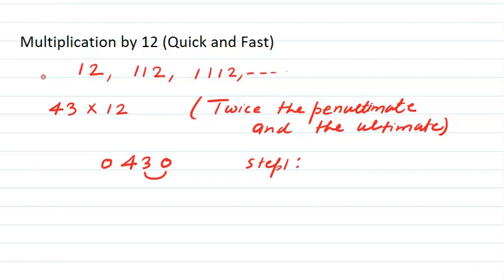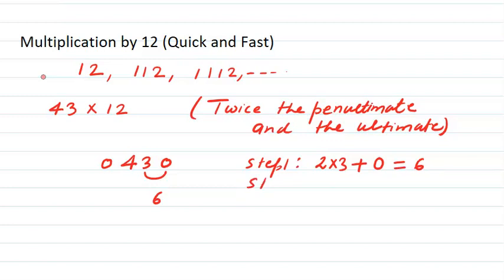So you have to take twice the penultimate. What is the penultimate number? 3. So you take 2 into 3 and then add the last number, that is 0. So what you get is 6. So 6 will be your first digit.